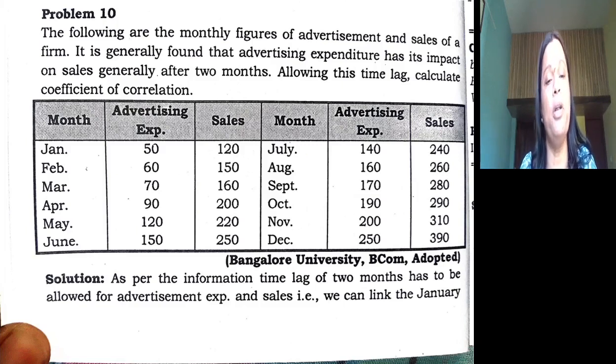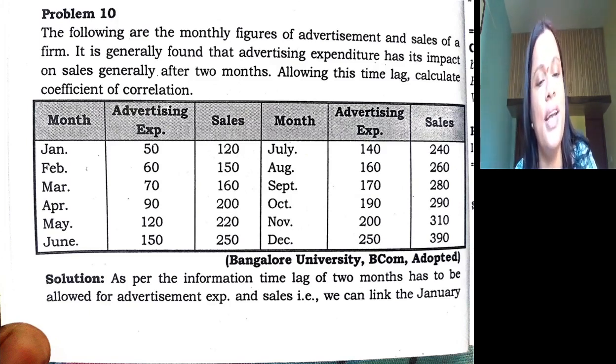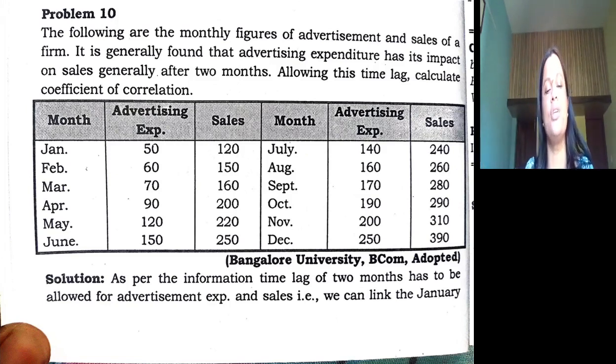So look at problem number 10. The following are monthly figures of advertisement and sales of a firm. It is generally found that advertisement expenditure has its impact on sales generally after 2 months. Allowing this time lag, calculate the coefficient of correlation. Means if we incur advertisement in the month of January, after 2 months, in the month of March, it will create impact. So taking this 2 months time lag, we have to calculate the correlation coefficient.